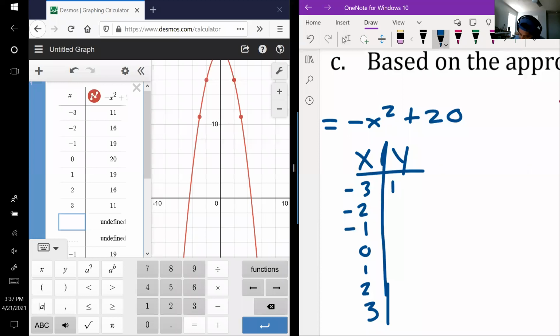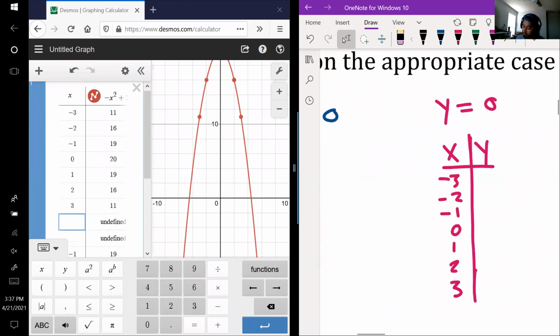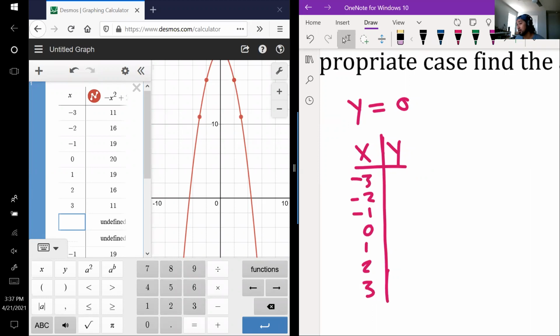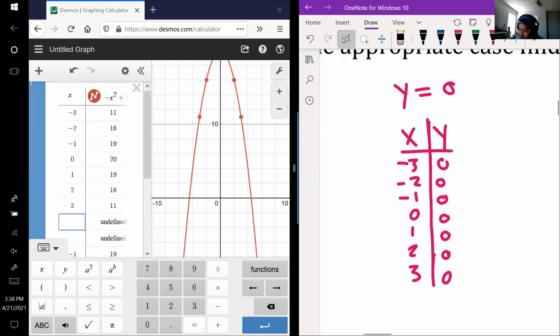So -3, 11, 16, 19, 20, 19, 16, 11. Perfect. And then for the red one, we don't need to use Desmos because no matter what x value you pick, y is always going to be 0. So 0, 0, 0, 0, 0, 0, 0. Okay, which means let's go ahead and graph this.